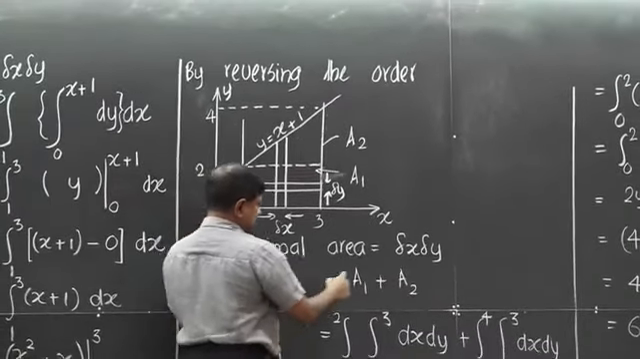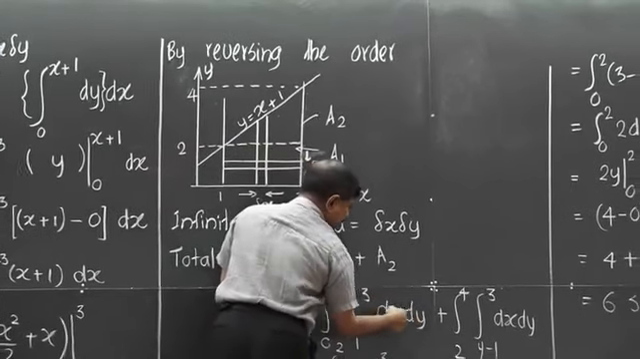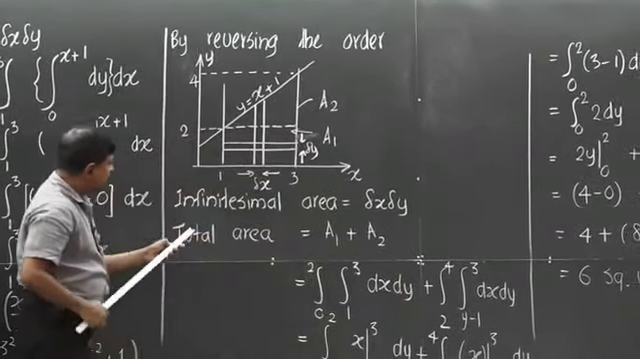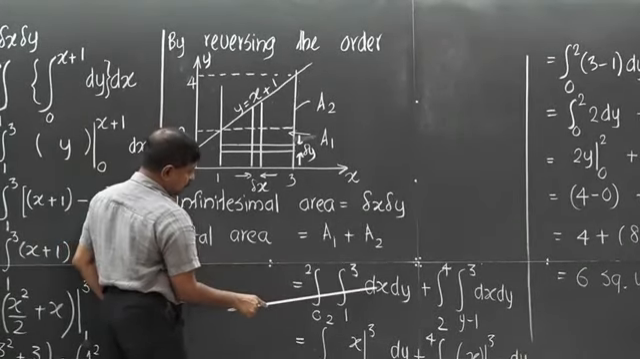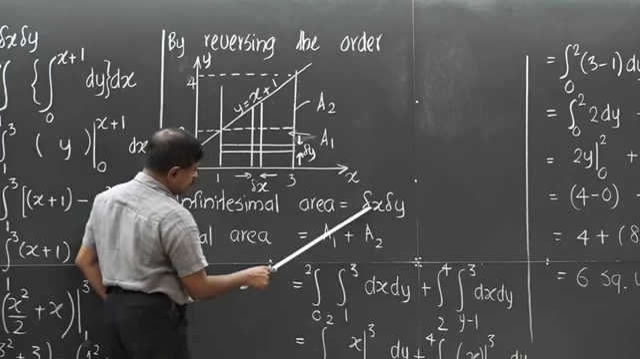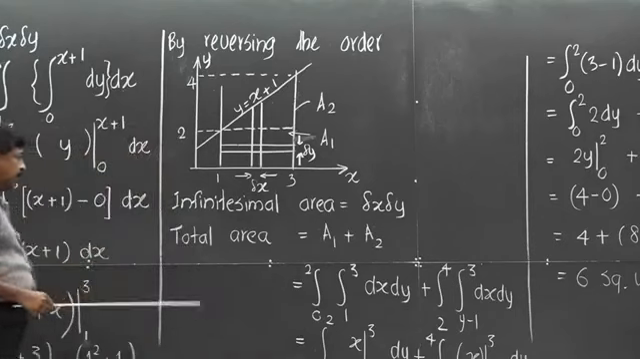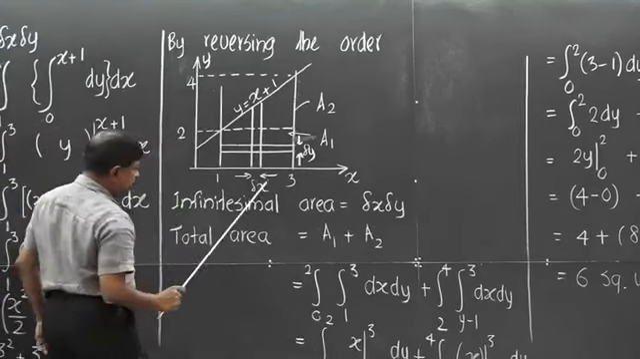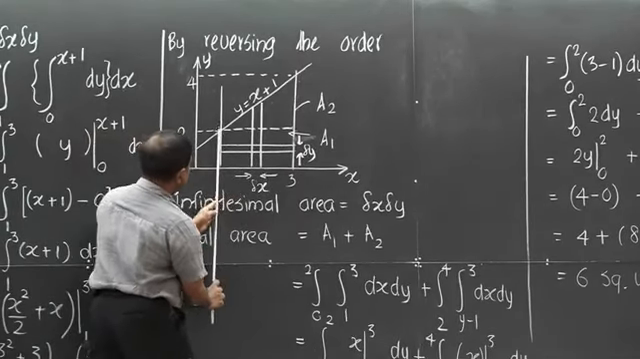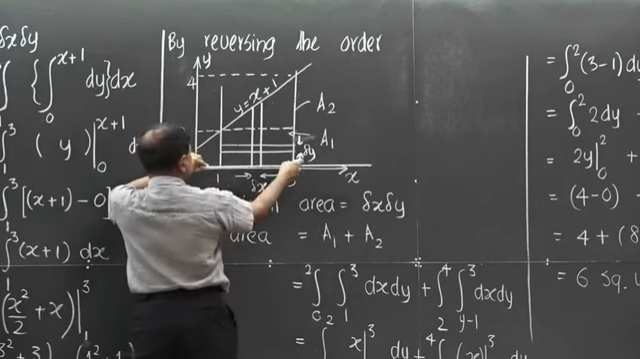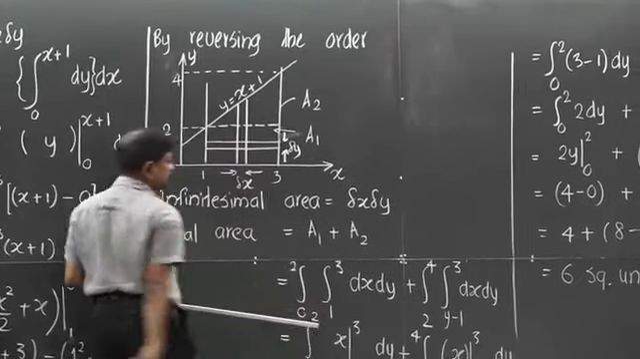Now, in this area, the infinitesimal area is dx dy. The infinitesimal area is indicated like this because delta x and delta y both go to 0. That is why we write it like that. Now, in this area, x goes from 1 to 3, y goes from 0 to 2.